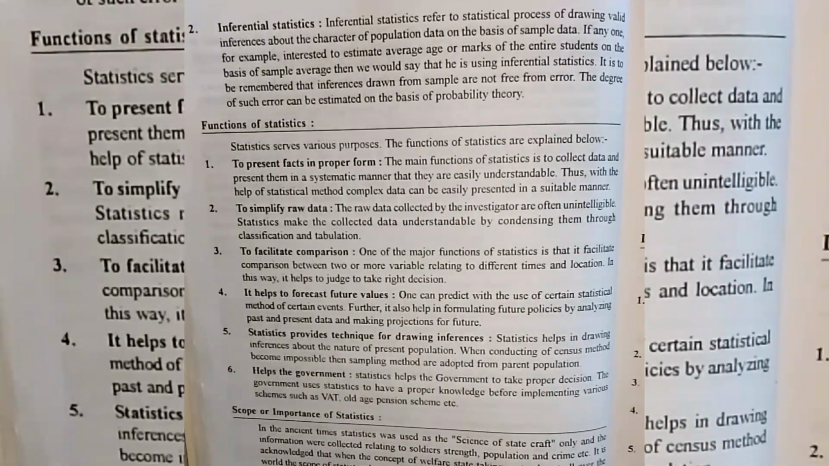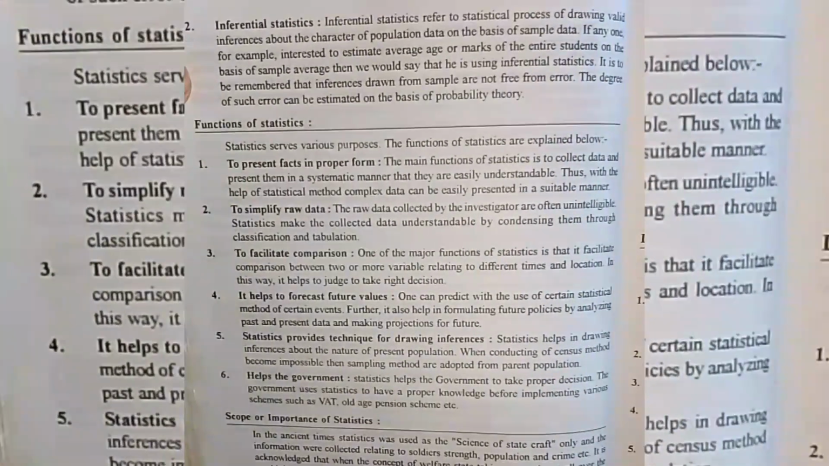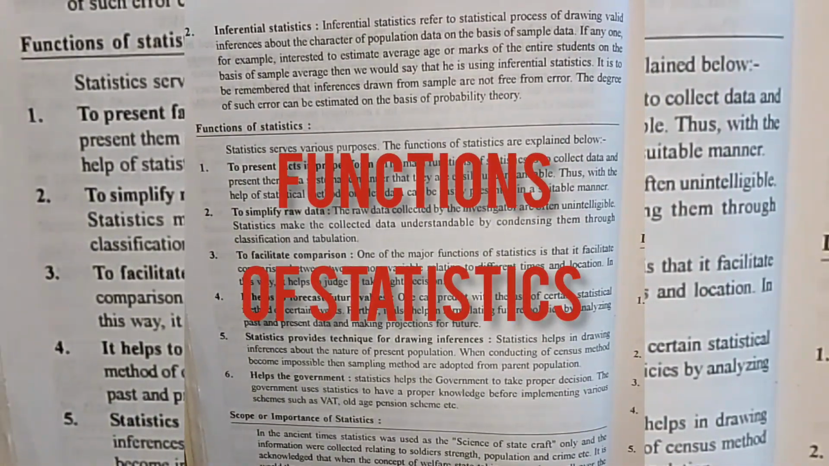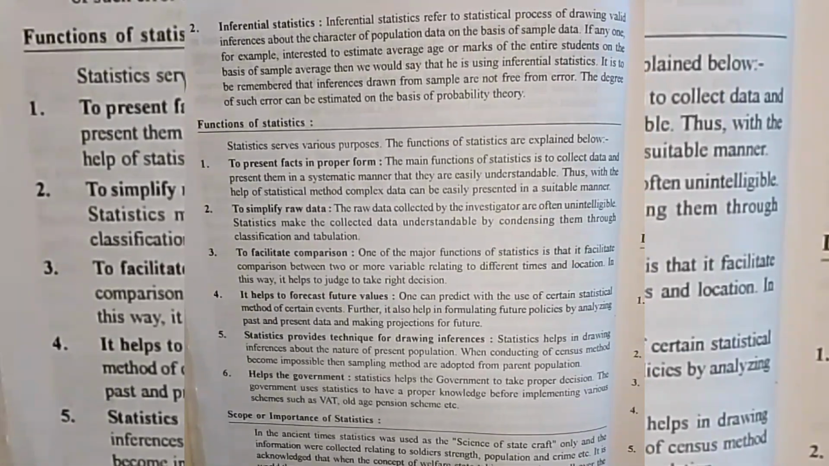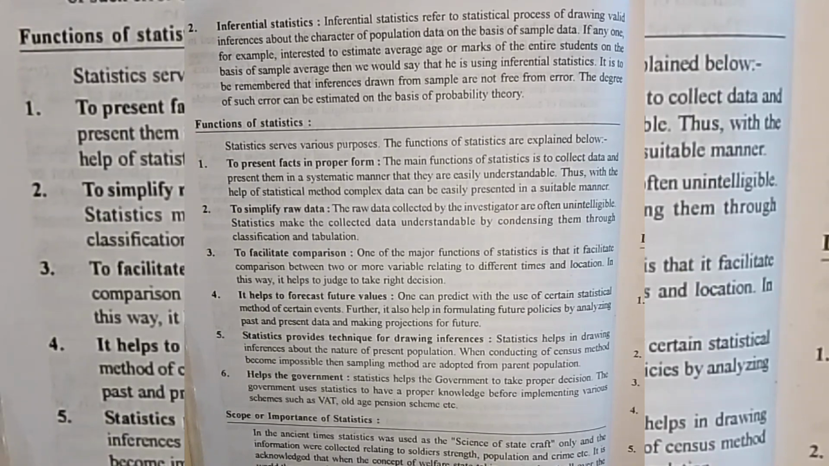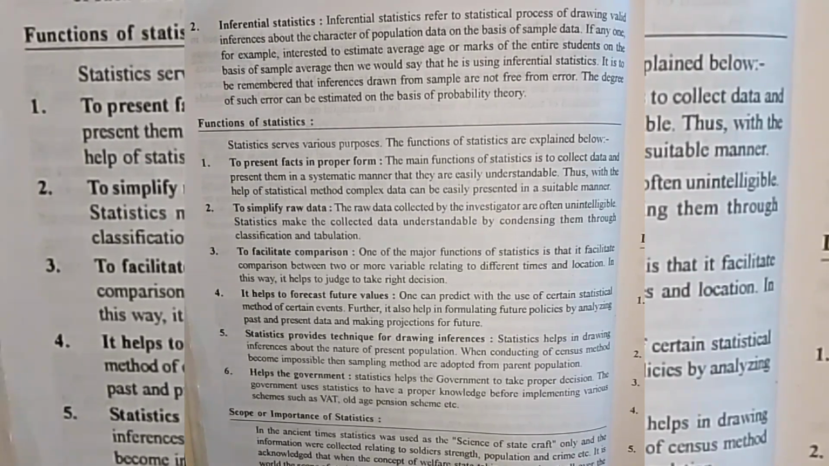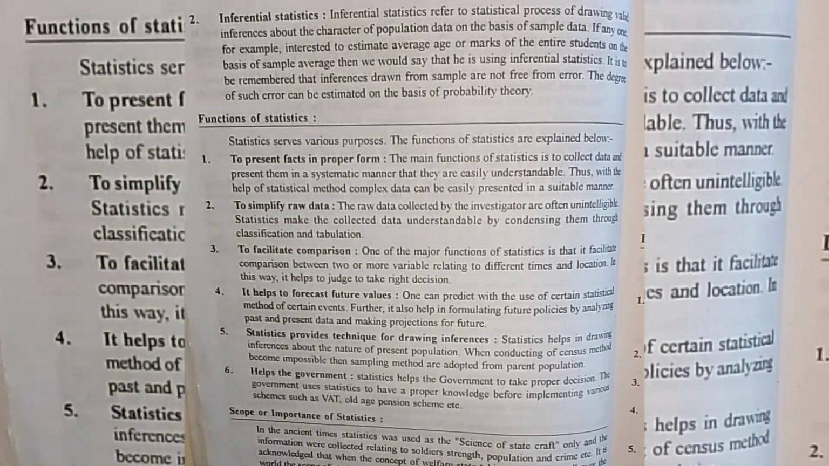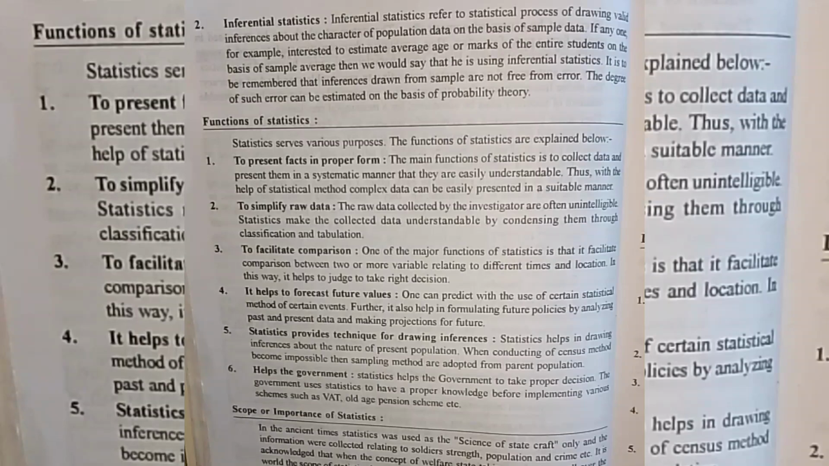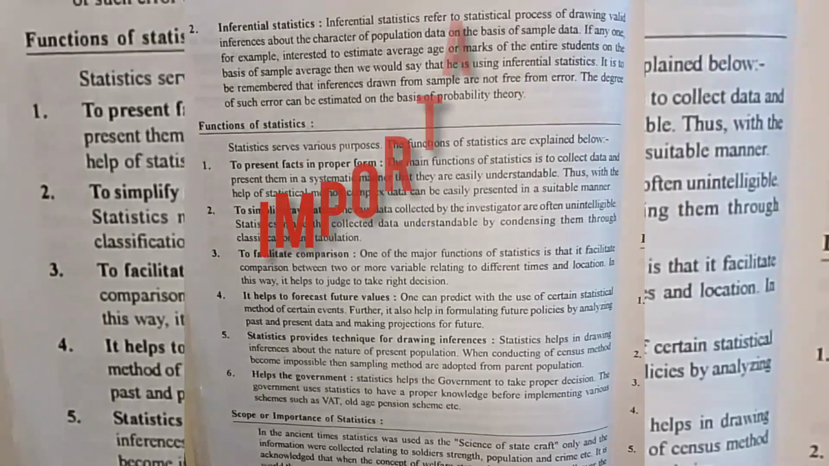So here are some functions of statistics. Statistics serves various purposes. The functions of statistics are explained below: to present facts in a proper form, to simplify raw data, to facilitate comparison, to help to forecast future values. Statistics provides techniques for drawing inferences, and helps the government.